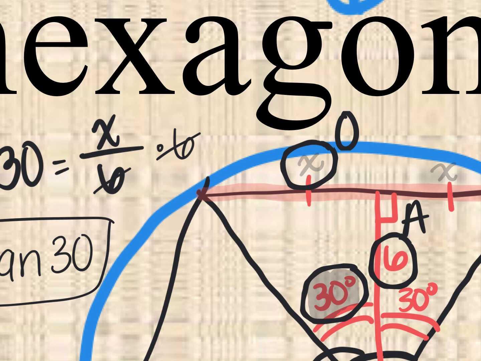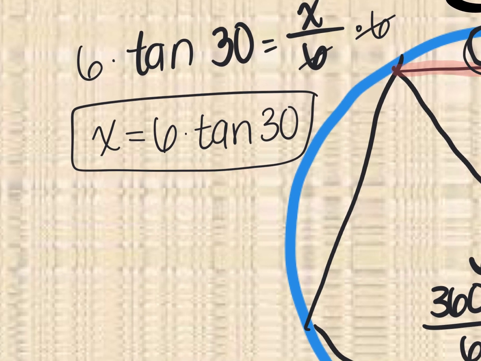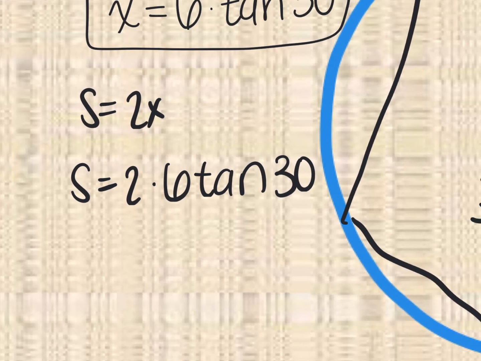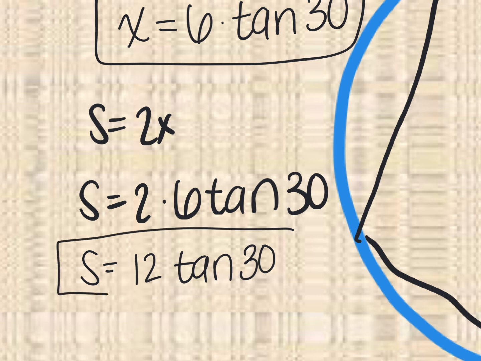What we just found was this x value. Do you agree that there's 2 of them that forms the side of the hexagon? So what do you think we have to do with this x value? Multiply it by 2. So watch, we're going to say the side length is actually 2 times my x value. And then substitute in the 6 tangent of 30. So S is going to be 2 times 6 tangent of 30. What is 2 times 6? So the side length is 12 tangent of 30. Now we have our S value.